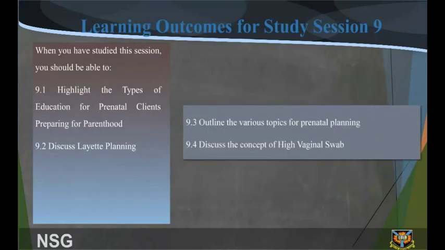Learning outcomes. When you have studied this session, you should be able to: 1. Highlight the types of education for prenatal clients preparing for parenthood. 2. Discuss diet planning. 3. Outline the various topics for prenatal planning. 4. Discuss the concept of high vaginal swab.